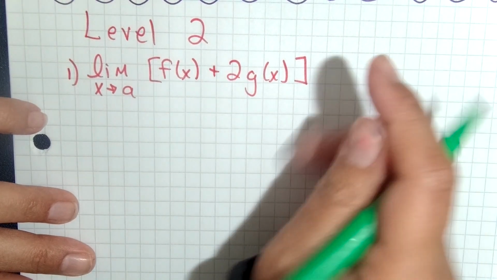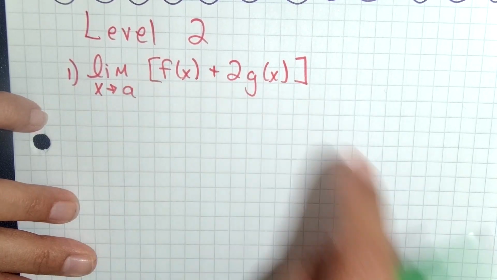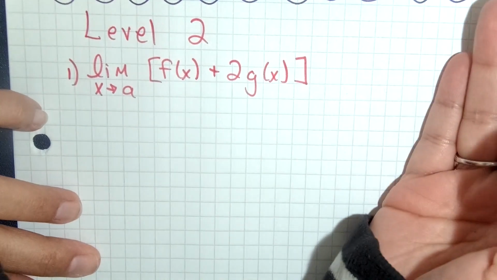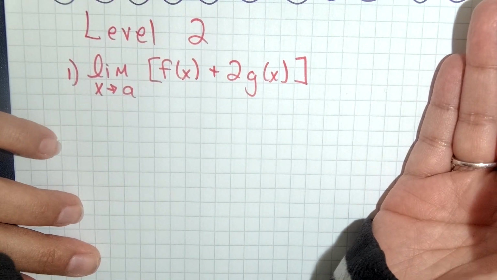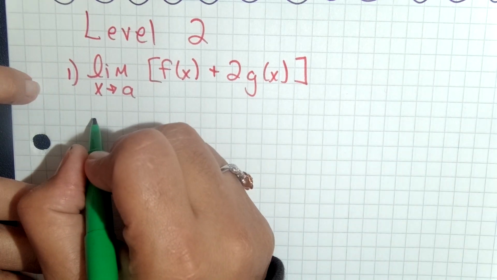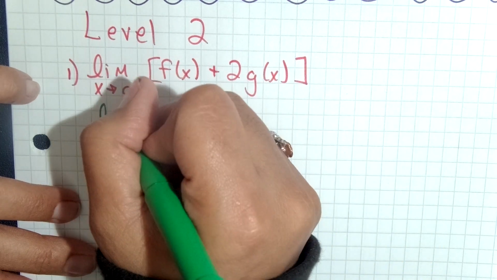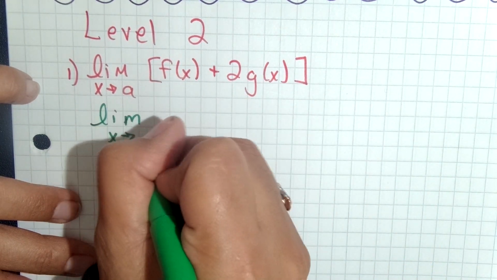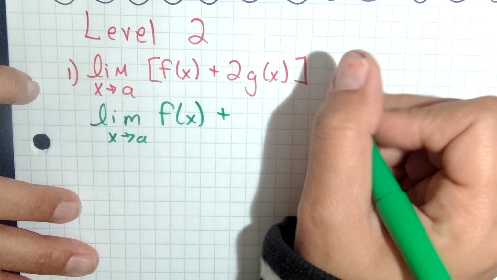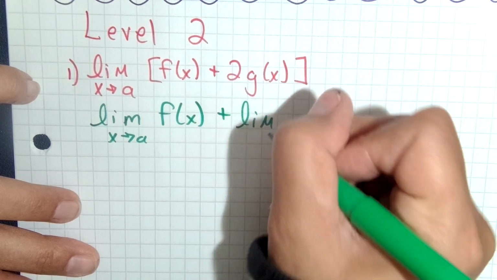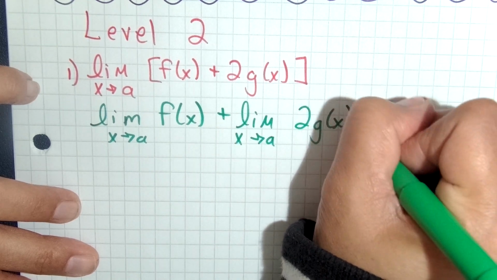Okay, so we need to split this up. And the reason I want you to split it up is because once we get more complicated things, it will probably be easier just to split the stuff up. Okay? So we have the limit as x approaches a of f of x plus the limit as x approaches a of 2g of x. Okay?